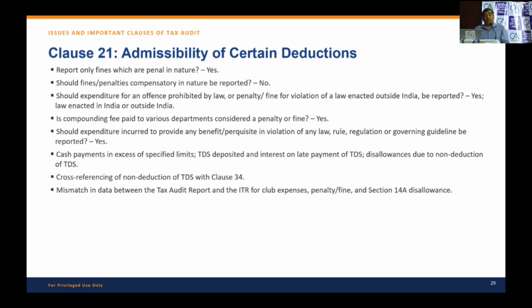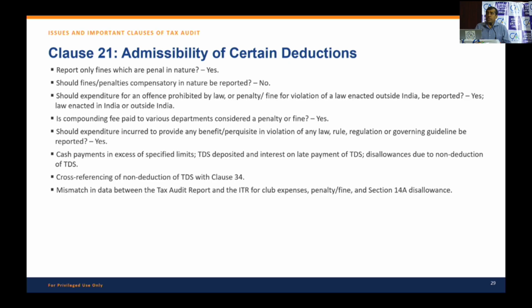Compounding fees is something which people used to take a view that it is not in the nature of penalty, it is compensation, but I think the answer is clear now that compounding fees is in the nature of penalty, and same should be reported here. Also, there were some ambiguities on expenditure incurred in violation of rules outside India, but I think now it is covered. Anywhere you incur, those will have to be reported and those will be disallowed.